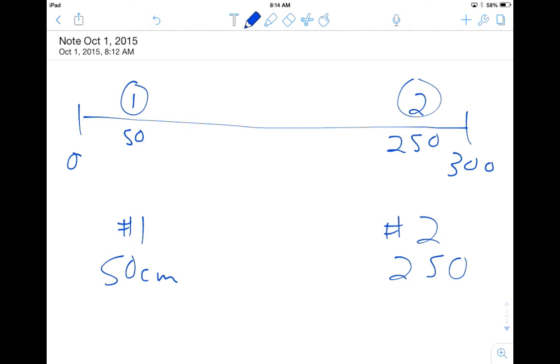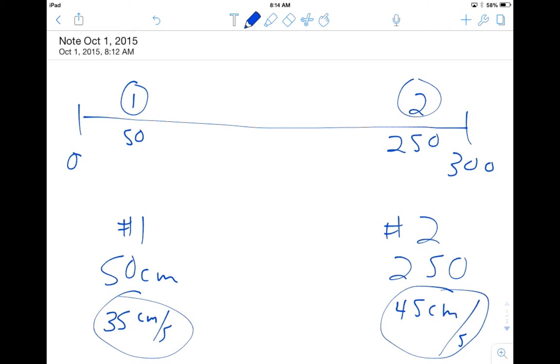Now, one of the methods, let's give you, so you guys all have different velocities, but let's just say the velocity here was 35 centimeters per second, and the velocity here was 45 centimeters per second. And I'm not sure exactly what the velocity you have is. I'm just guessing with those, okay?